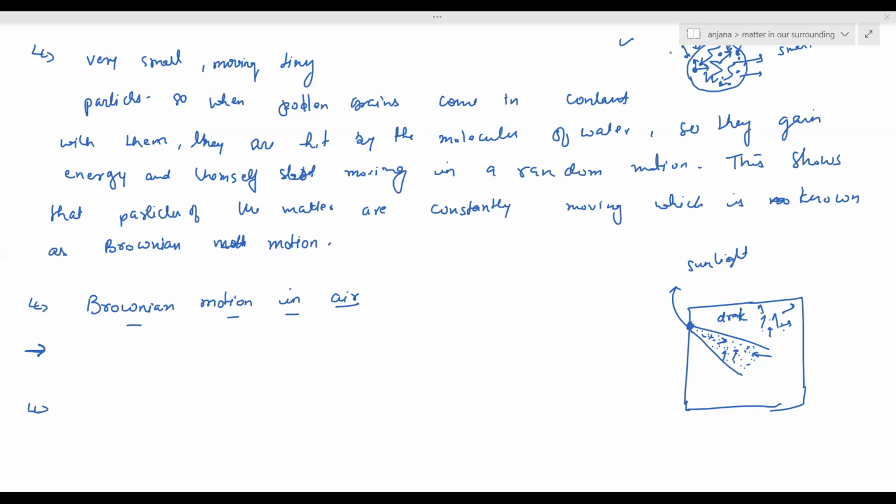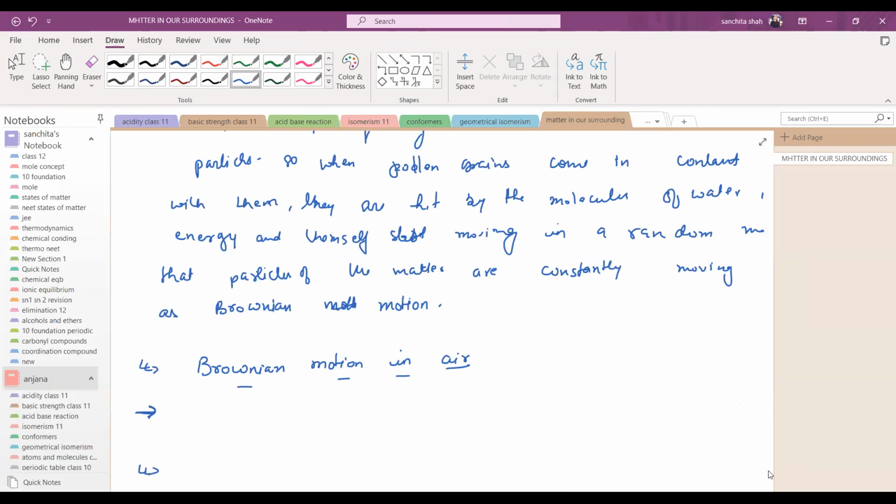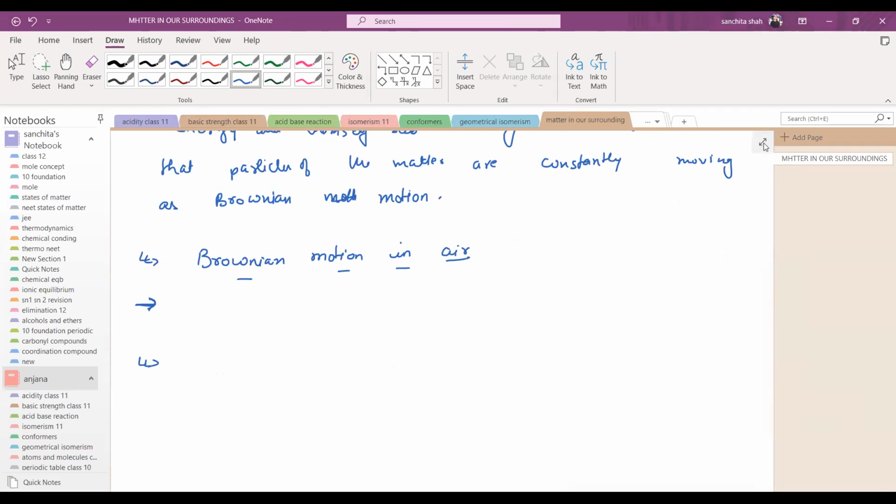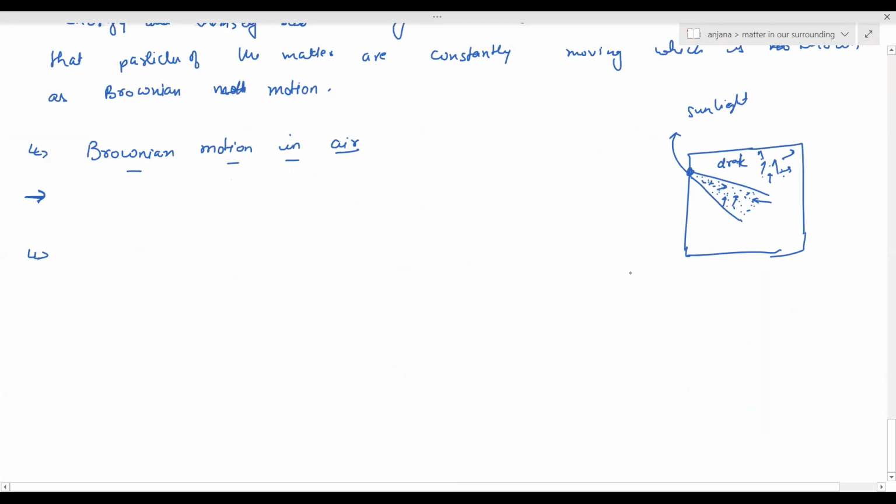Yes, Shivansh, you can say that Brownian motion helps in transfer of kinetic energy. It's not sharing of kinetic energy, it's actually transferring of kinetic energy. You can't say sharing. Sometimes the whole kinetic energy is transferred, sometimes a little bit.